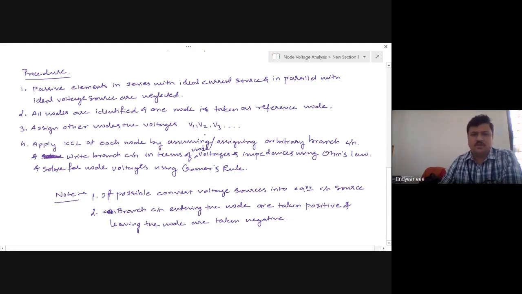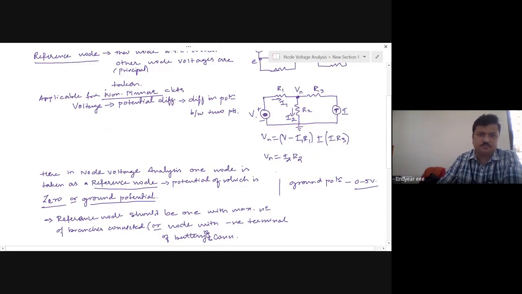The advantage of this technique is that it can be used for non-planar circuits also. This is one advantage. I can use node voltage analysis for non-planar circuits also.